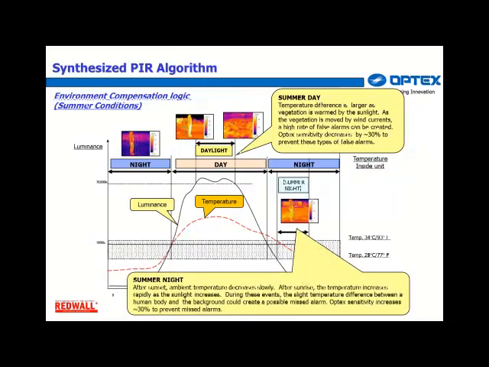After sunset, which is sensed automatically with the ambient light sensor, ambient temperature decreases slowly, then increases rapidly after sunrise. During this time, the slight temperature difference between radiant human body heat and the background could cause missed alarms. Sensitivity is increased by 30% during this time. The whole point is to maximize efficiency of the device while ignoring false alarms and catching real events.